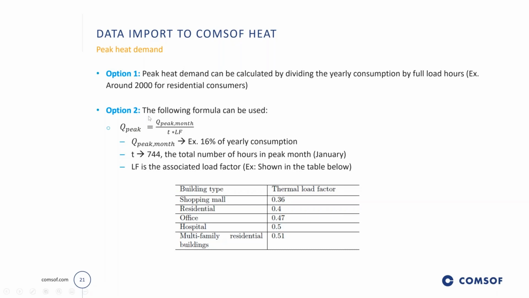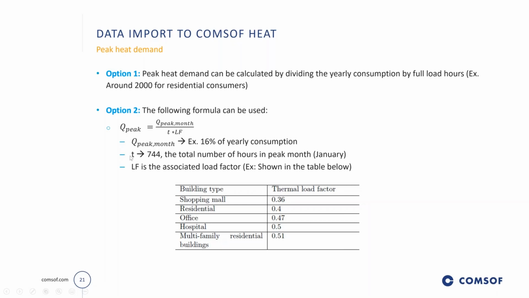Option two can be using the following formula: the peak heat demand is equal to the peak monthly consumption divided by time with load factor. The load factor is associated with different building types, so for each building type we can have a different thermal load factor. For example, for shopping mall it's 0.36, residential is 0.4, office is 0.47, and hospital is 0.5. These values are different for different locations and different projects, so you have to make sure that it's suited for your own location.